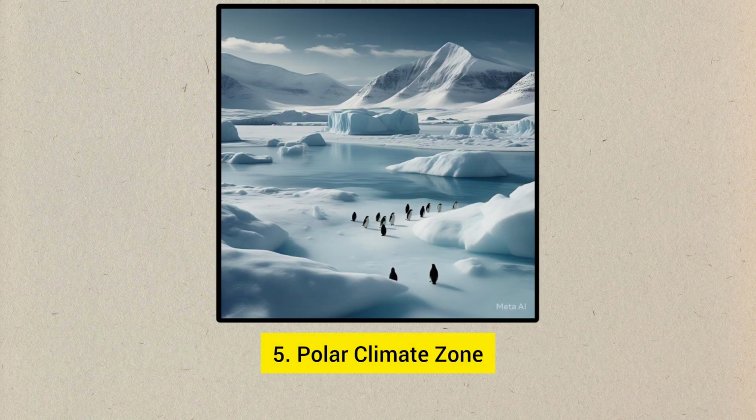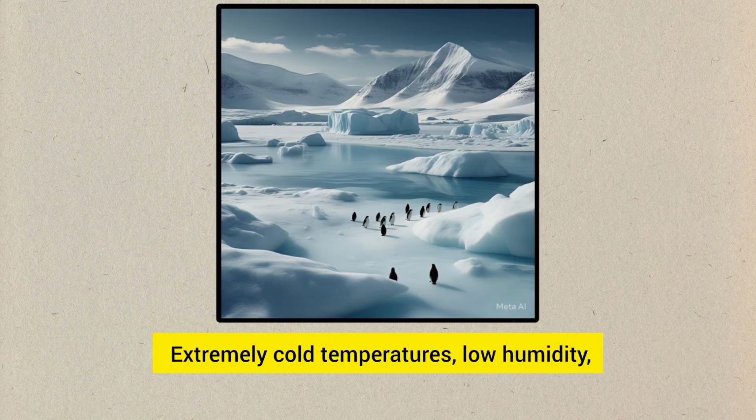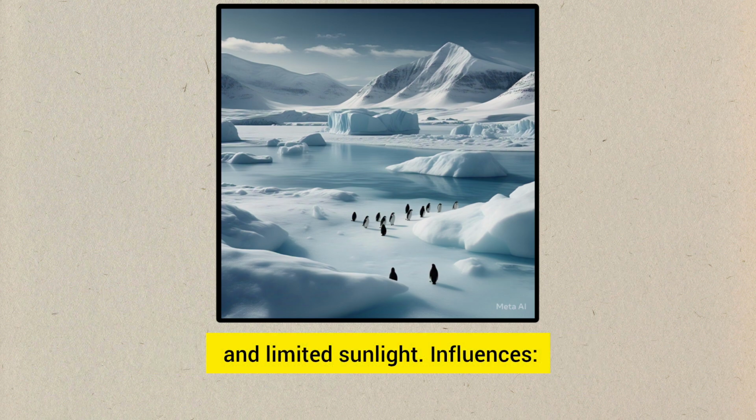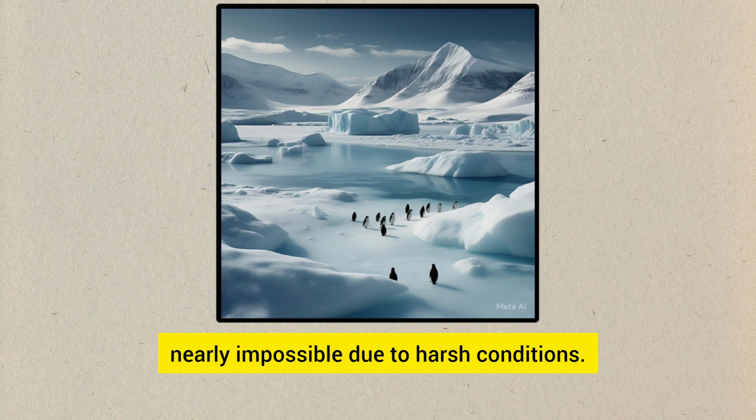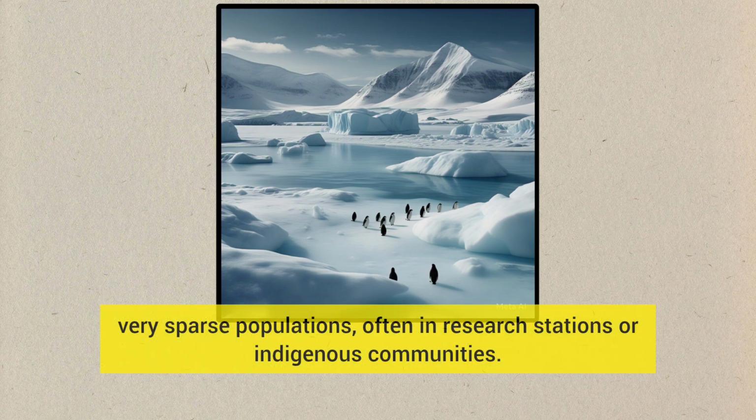5. Polar climate zone. Extremely cold temperatures, low humidity, and limited sunlight influences agriculture. Nearly impossible due to harsh conditions. Settlements. Very sparse populations, often in research stations or indigenous communities.